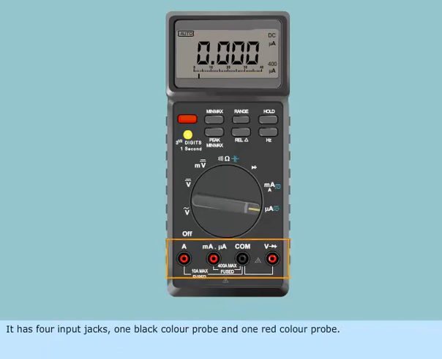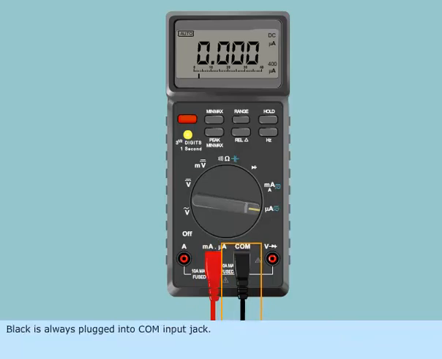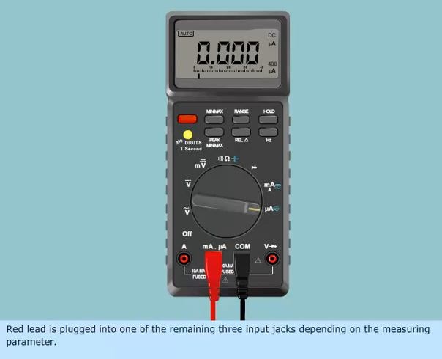It has 4 input jacks, 1 black color probe, and 1 red color probe. Black is always plugged into COM input jack. Red lead is used as positive terminal. Red lead is plugged into one of the remaining 3 input jacks, depending on measuring parameter.